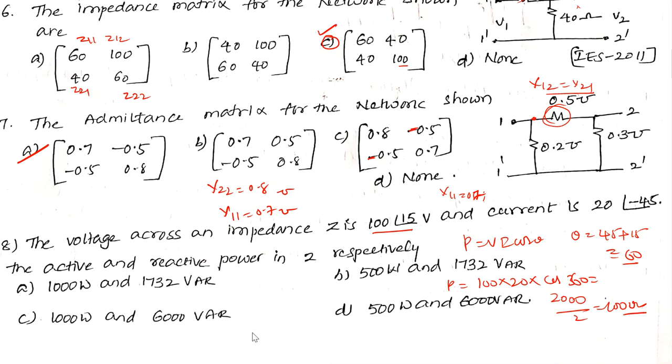And what about the reactive power? So reactive power Q is nothing but VI into sin phi. So VI into sin phi means 2000 into sin 60. So our answer will be 1732 VAR. Okay, 1732 VAR. Answer A will be the right answer.